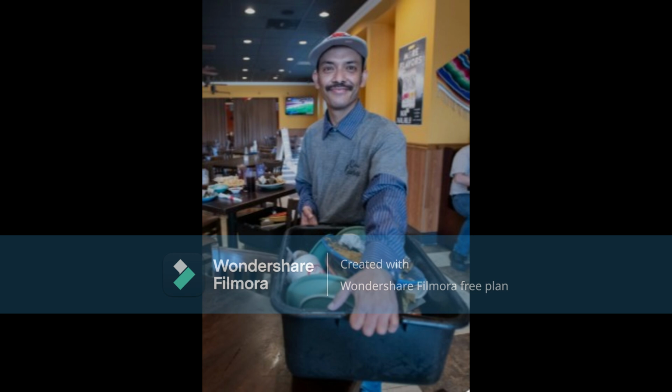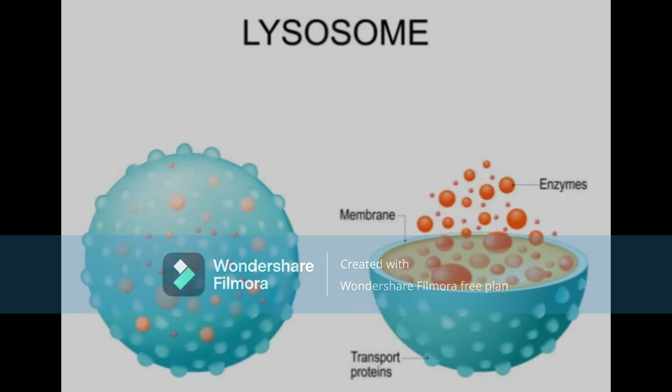The busboy and the dishwasher are like the lysosomes because they clean up all the garbage and leftovers, just like the lysosomes clean up all the dead organelles and unneeded proteins.